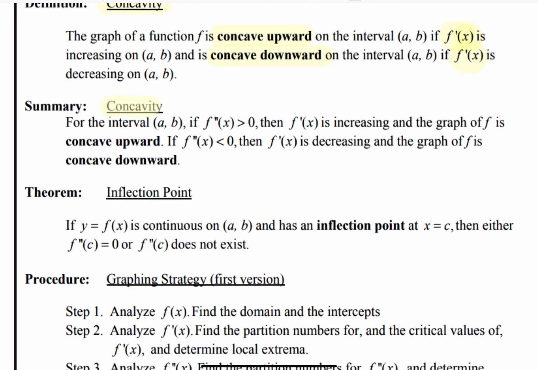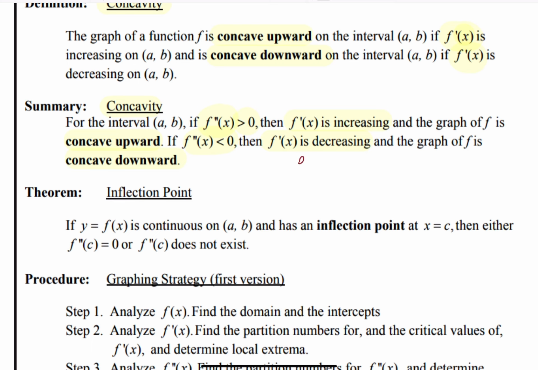And the concavity summary is: if the second derivative is greater than 0, that means your first derivative is increasing, of course, and the graph is concave upward. If the second derivative is less than 0, which is negative, that means the first derivative is decreasing and the graph is concave downward.